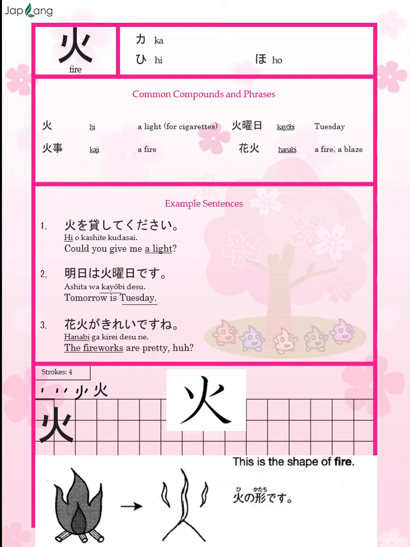Kayobi is Tuesday, and it looks like fire, it means fire. Commonly you can see here fire, like a light of cigarettes or fire. Ka is the shape of the fire.